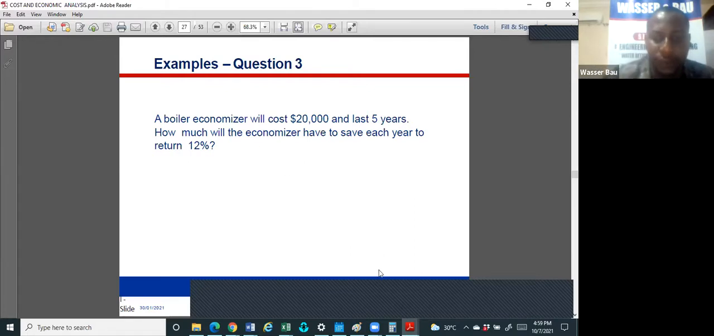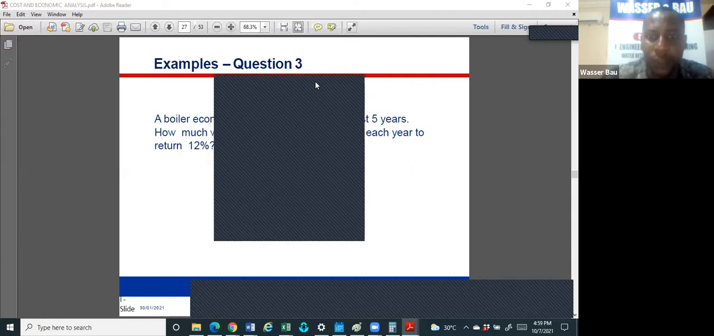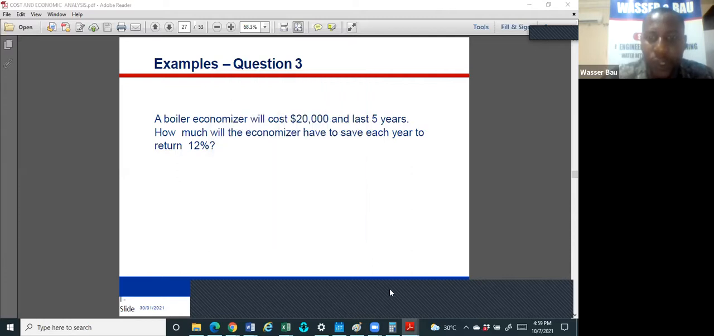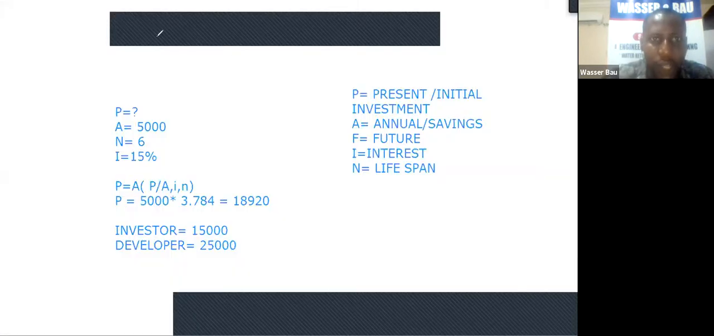So we go again. Now, for this one, it's just like the first one. But the difference is that this time around, we are looking for A, and we are given P. And the interest now is 12%. So all this will change. Sorry, let me clean all of them.